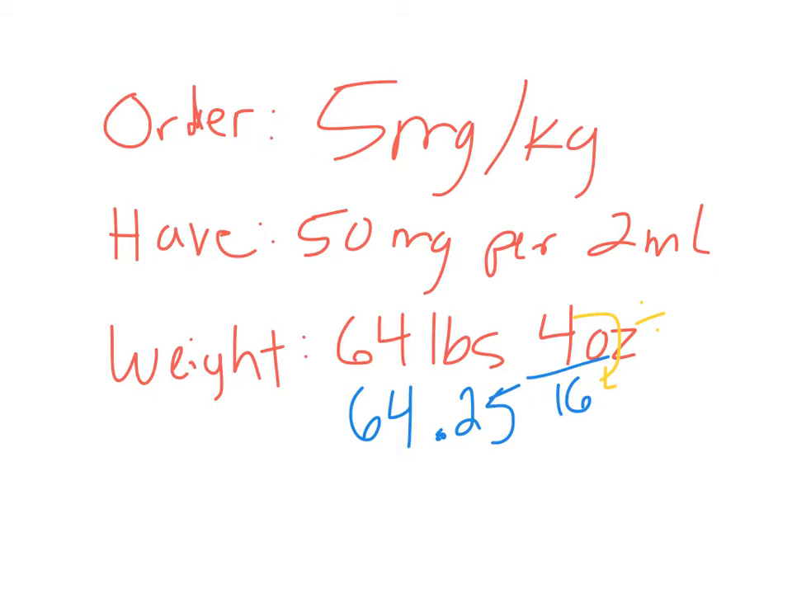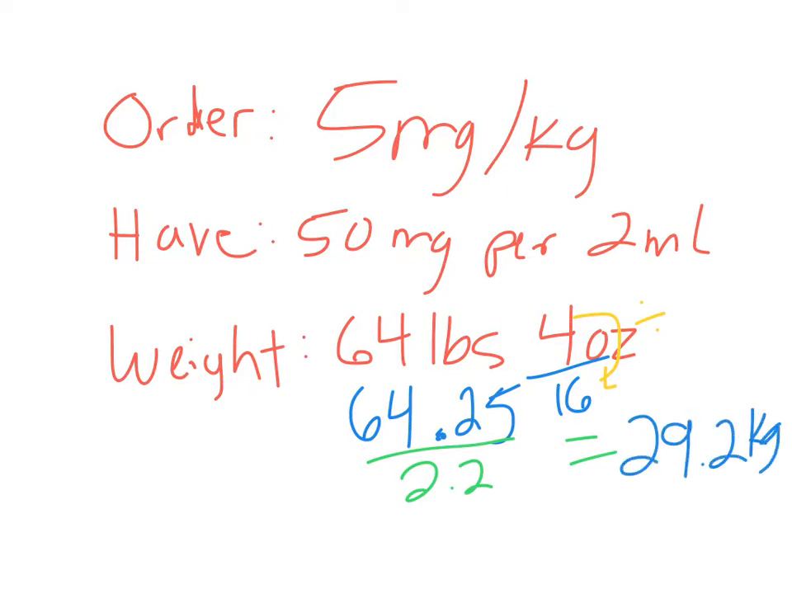So it's 64.25. Again, they're still in pounds. We've just looked at that as a decimal. But 64.25 pounds, we take that and divide by 2.2 to see what this person weighs in kilograms. And 64.25 divided by 2.2 is 29.2 kilograms. So they weigh 29.2 kilograms.